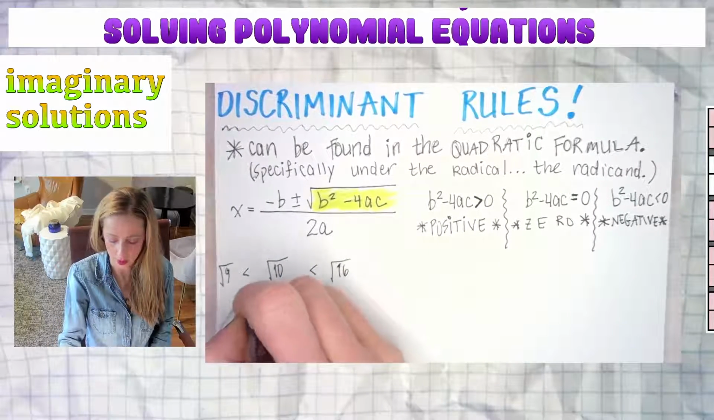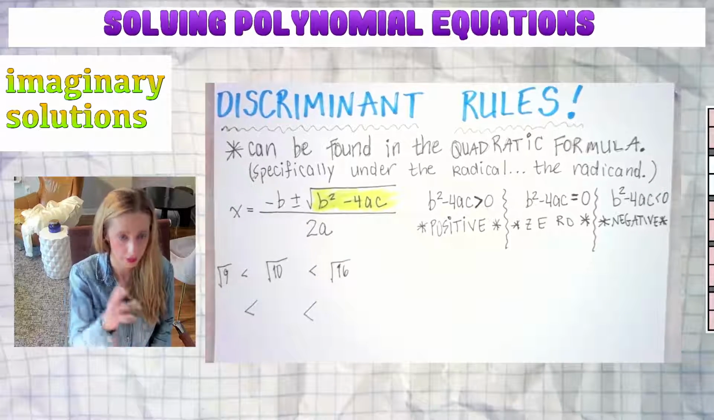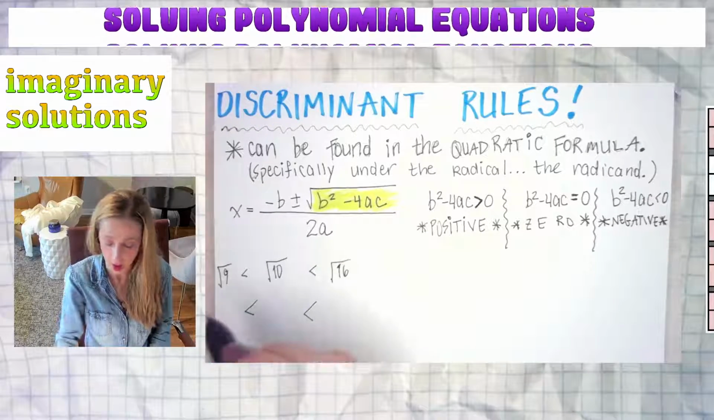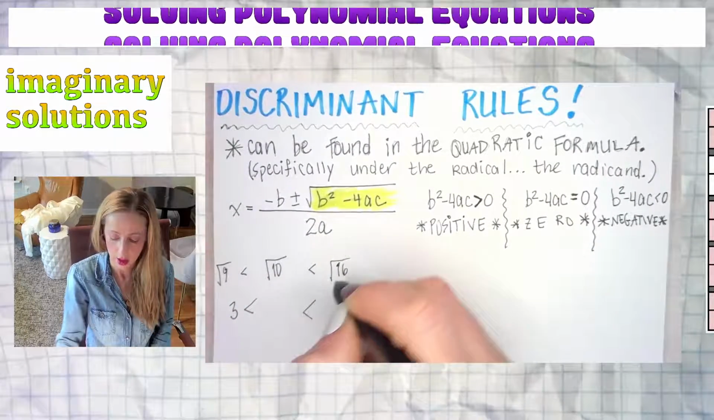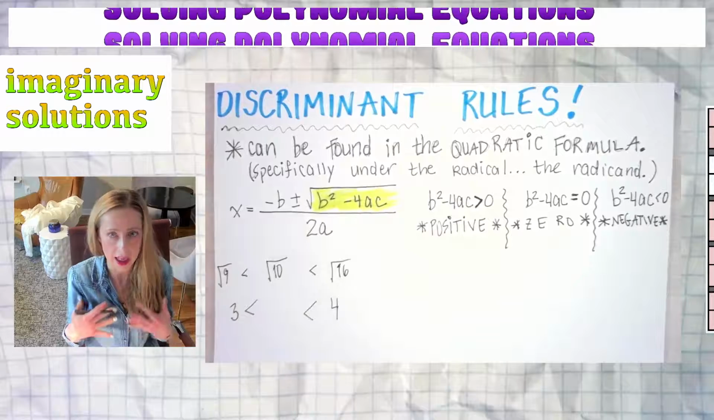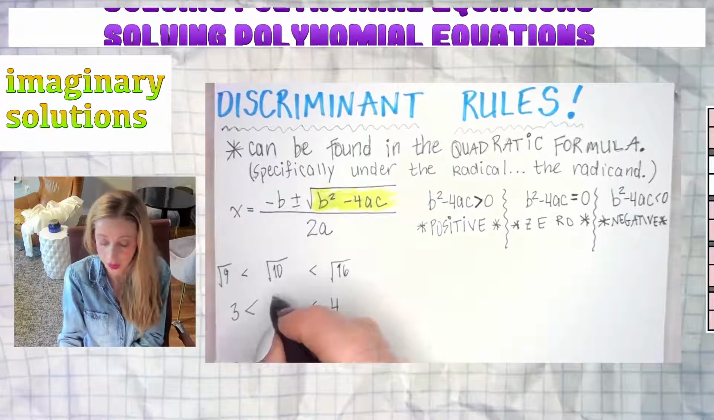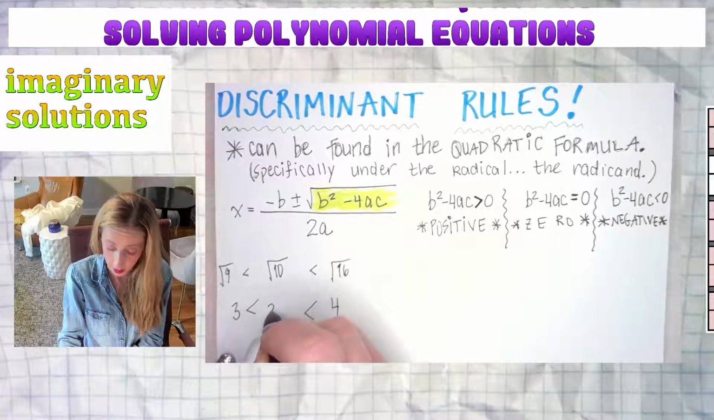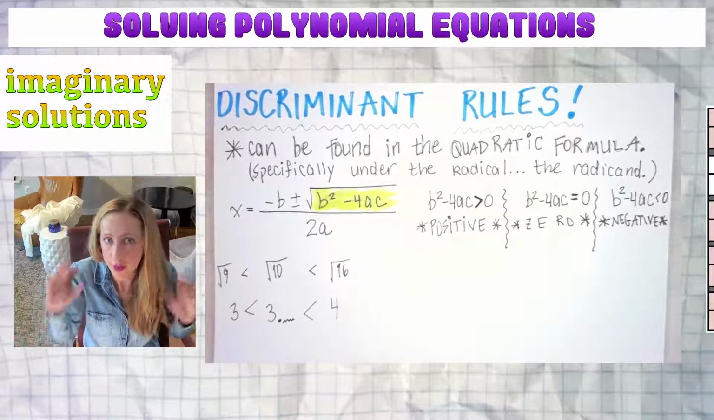Why are those helpful? They're perfect squares. Good, thank you, Dylan, Justin. They're perfect squares, and the square root of 9 is 3, and the square root of 16 is 4. So since I know those in my head, that means the square root of 10, which is not a perfect square, is 3 point something. Who cares? But 3 point something.